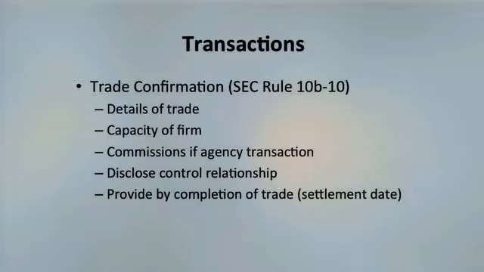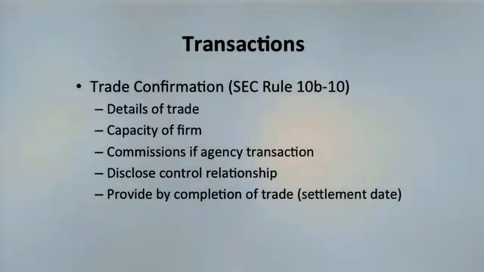Capacity of the broker-dealer. Did the broker-dealer act as a broker in the trade, which is an agent, or did they act as a dealer in the trade, which is a principal? Also disclosed on the trade confirmation would be the commission if the broker-dealer acted in an agency capacity, in other words, the broker-dealer acted as a broker.